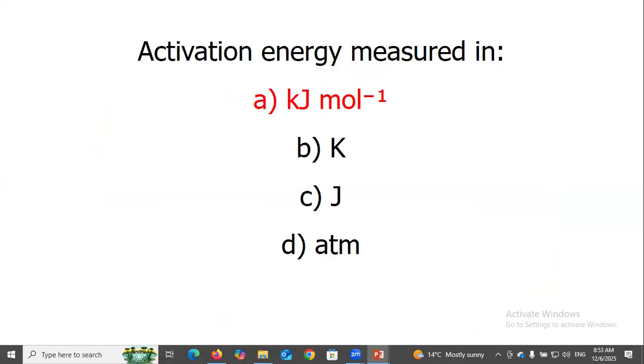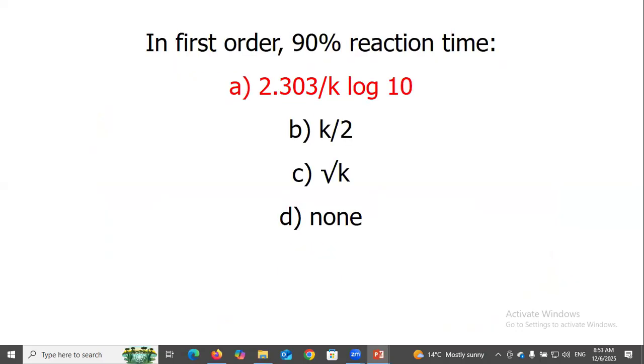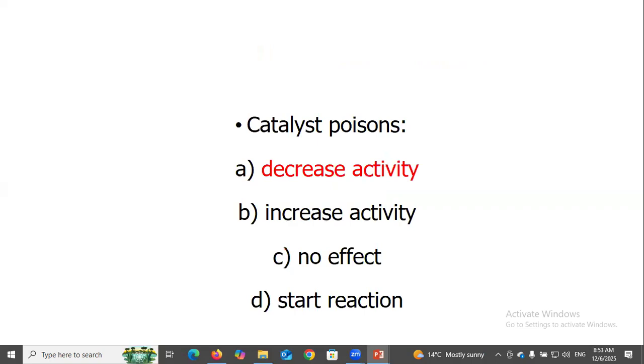Activation energy is measured in kilojoule per mole. Order of radioactive decay is first. In first order, 90% reaction time is 2.303 over K log 10. Efficiency of catalyst depends on surface area, valency, weight, shape. The correct option is surface area. Catalyst poisons decrease activity, increase activity, no effect, start reaction. Correct option is option A, decrease activity.